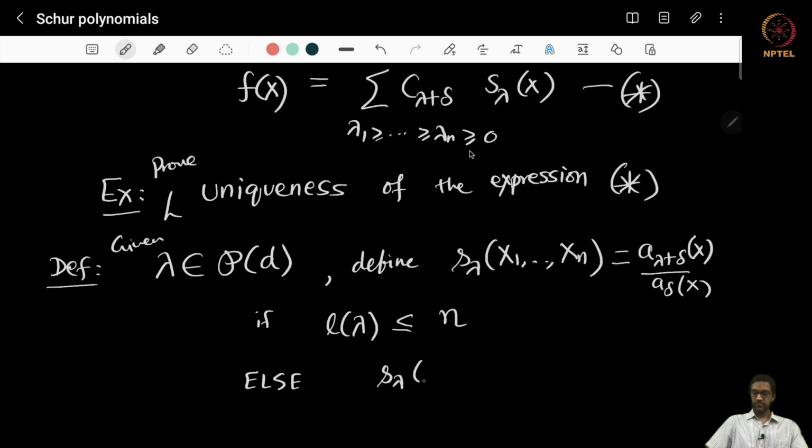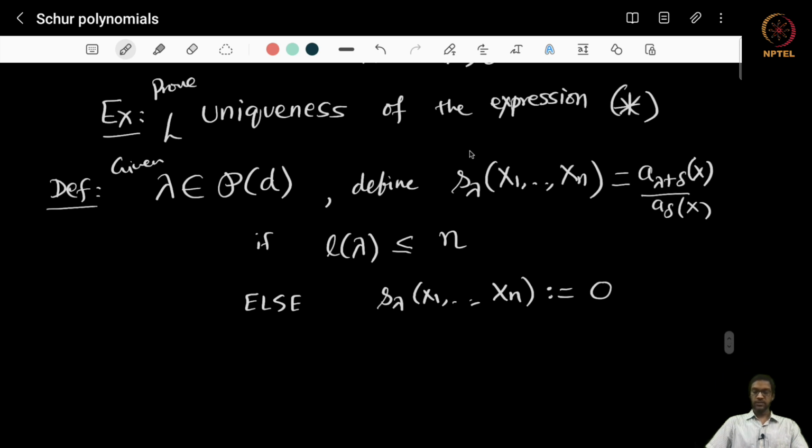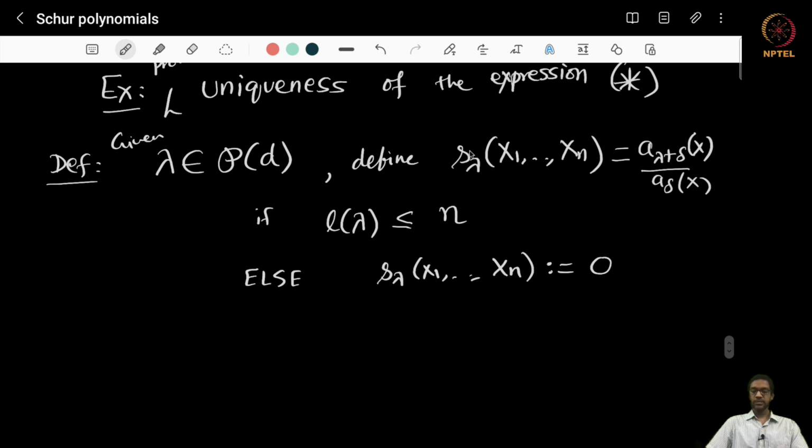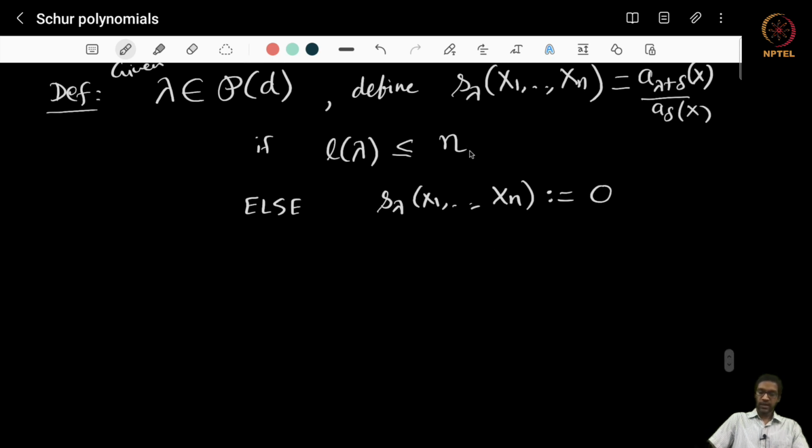Else S lambda of x1, x2, xn is just defined to be 0. That is, if the length of lambda is bigger than n. So this is a definition which extends the definition of Schur functions to all lambdas. Okay, if you have some fixed number of variables n, you can still talk about the Schur function S lambda for any partition lambda. If the number of parts of lambda is too large, then you just define it to be 0.